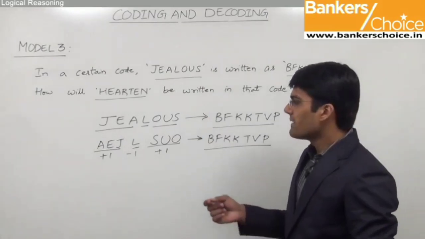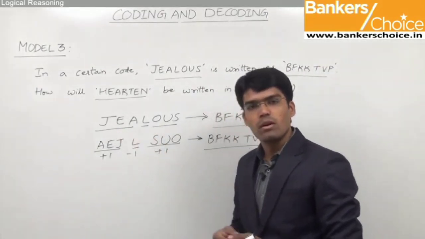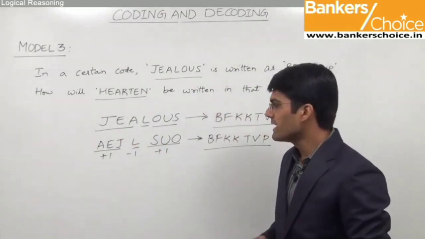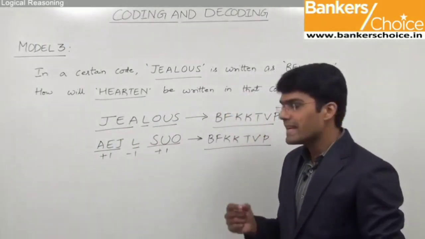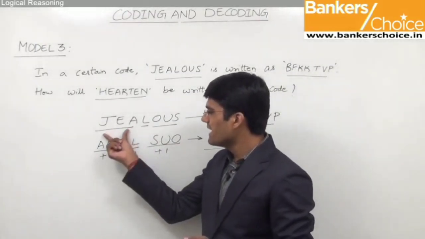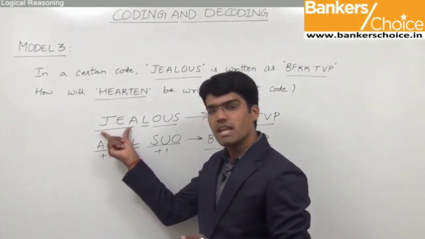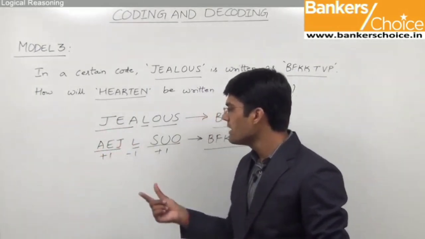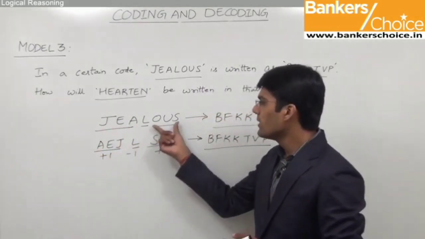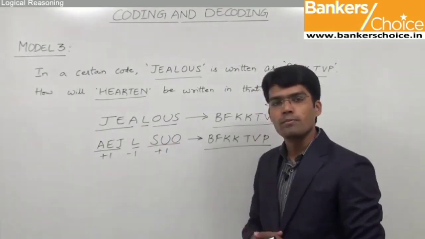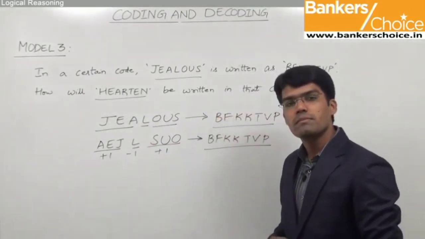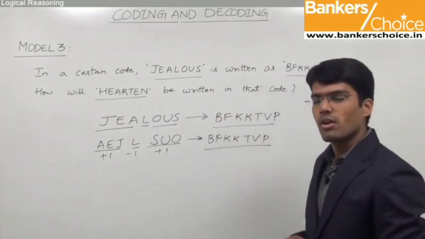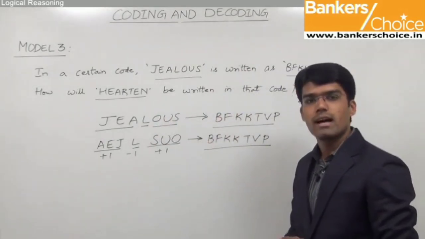Let me repeat, the first step is to divide the given word into different parts, that is JEA, L and OUS. The second step is to reverse the letters in each of these parts. So JEA becomes AEJ, L remains as it is, and OUS becomes SUO. And the third and final step is to shift the letters in each of these parts. Let us do the same 3 operations on the word HEARTEN to get the answer.